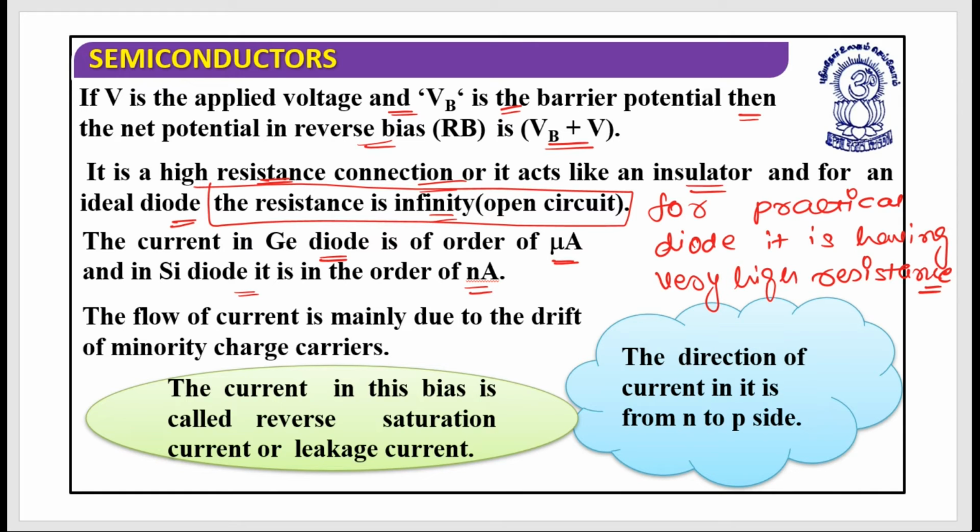In the reverse bias situation, the flow of current is mainly due to the drift of the minority charge carriers. The current in this bias is what we call the reverse saturation current, or a leakage current. In this case the direction of the current is from the n side to the p side. I hope this is clear.